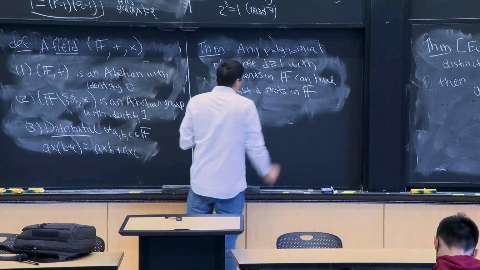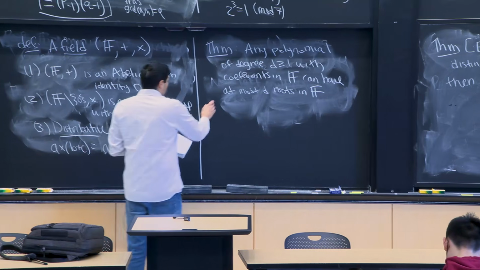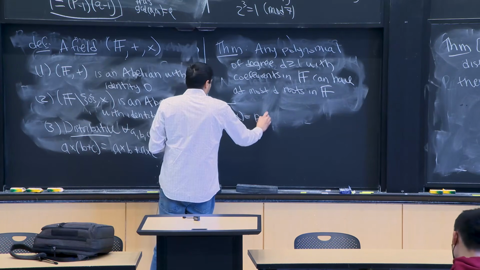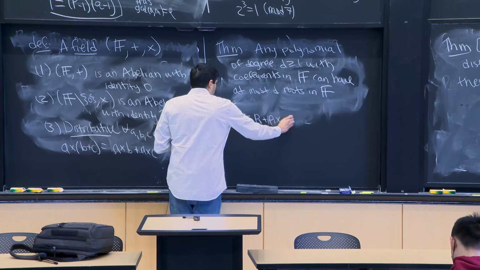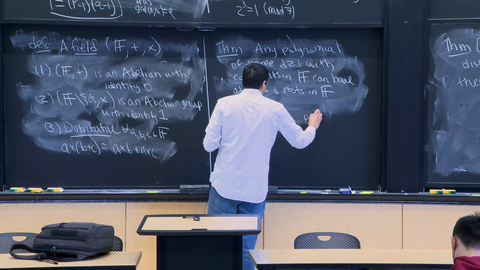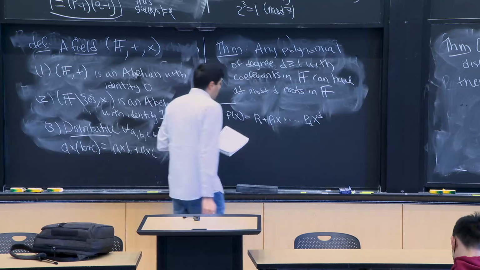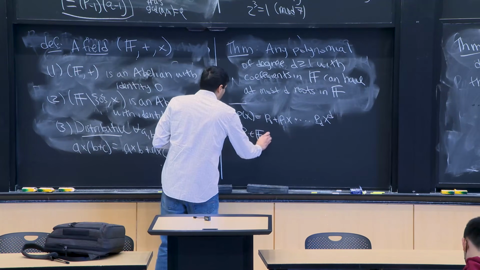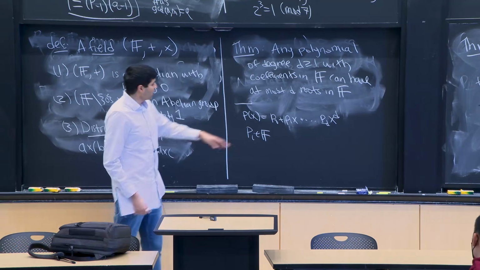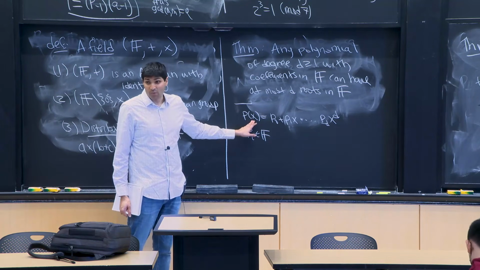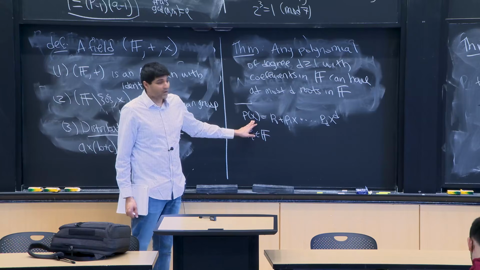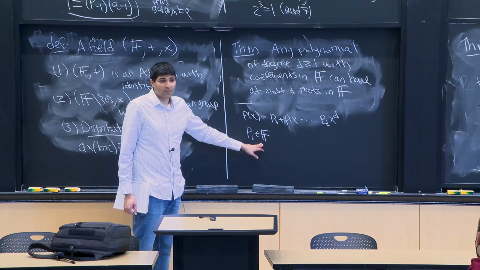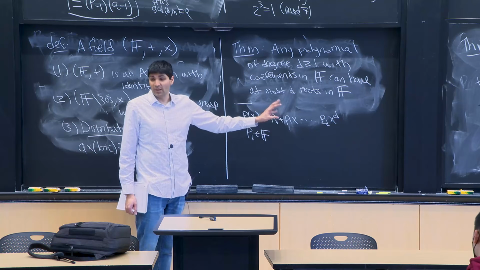So what this means is you can consider some polynomial, p of x, which is p0 plus p1 x and so on, all the way up to pd times x to the d. And the crucial thing is that all of these pi's belong to my field. And I'm only going to consider values of x that belong to my field. So a notion of a root is, can I find an x that belongs to my field so that p of x evaluates to 0?